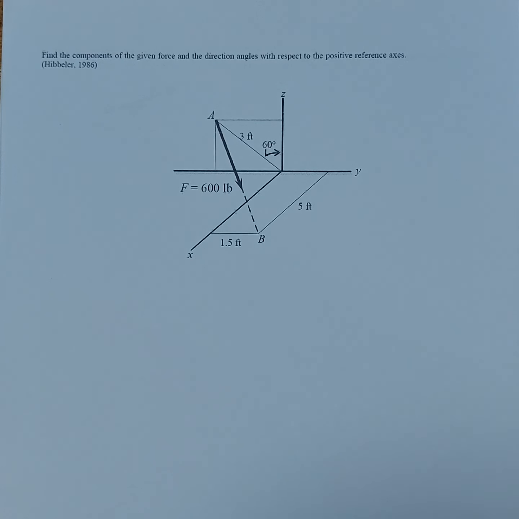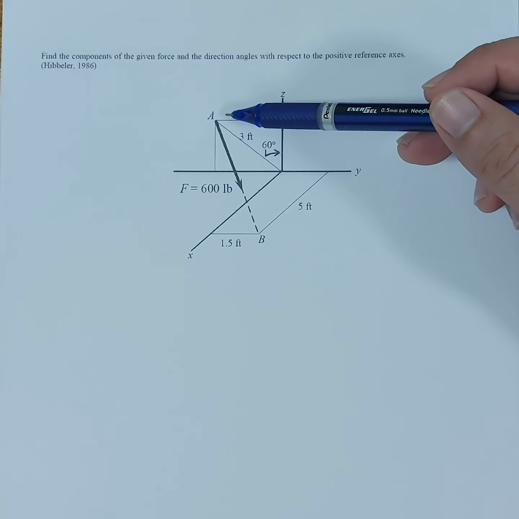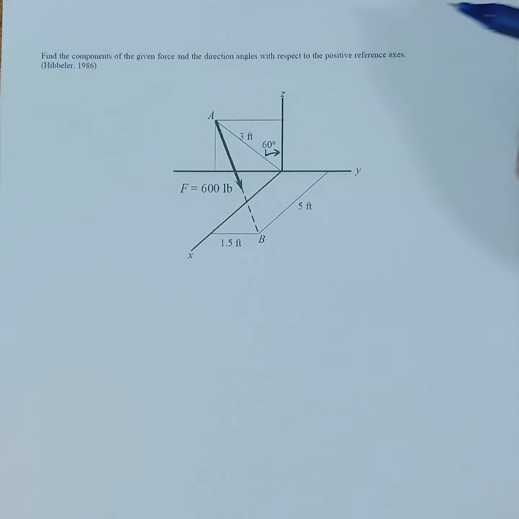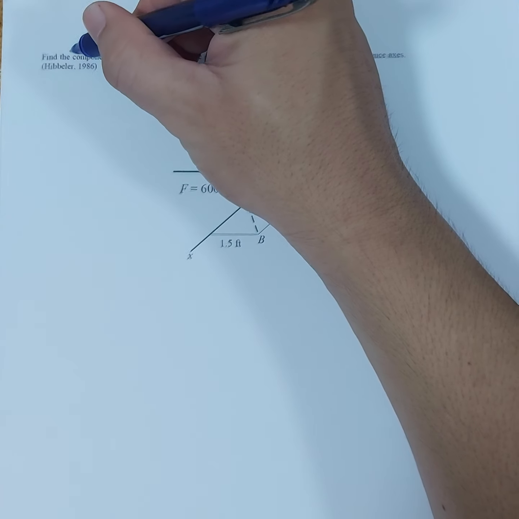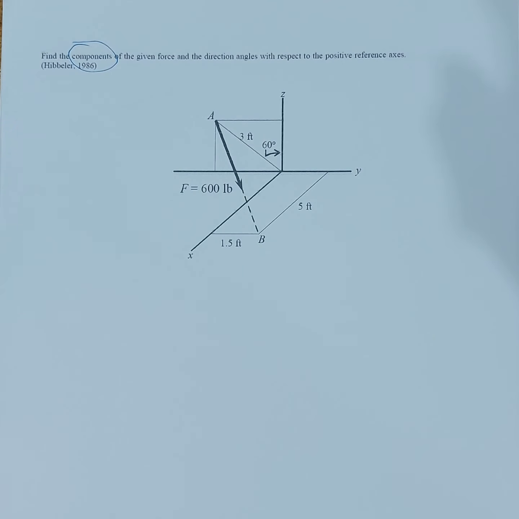Let's use the concept of unit vector and position vector in solving for the components and for the direction angles. Okay, so we have this force F, 600 pound force, directed along line AB. So this would be the direction or the position of the force. We are required to solve for the components of the force along the x, y, z axes and the direction angles. So what is the direction of the 600 pound force relative to the three axes?